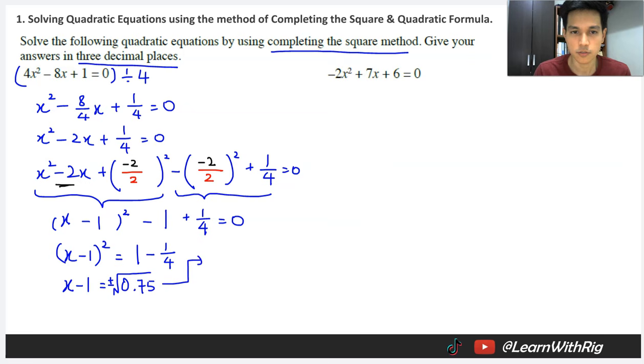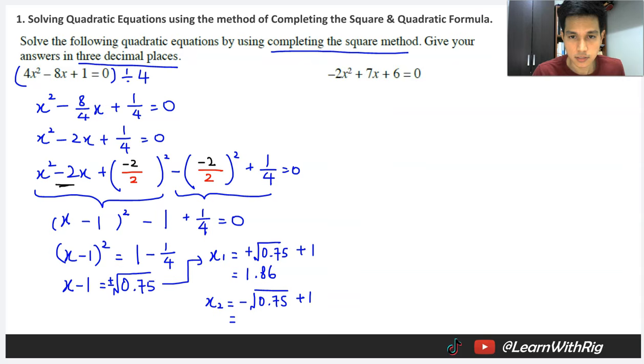The first one is x1. It's going to be positive square root of 0.75 plus 1. So what is your x1? And then you're going to have the second one, x2, which equals negative square root of 0.75 plus 1. So your answer here should be 1.866, and here you should get 0.134. Remember, you have to leave it in 3 decimal places. So your answer is 2.